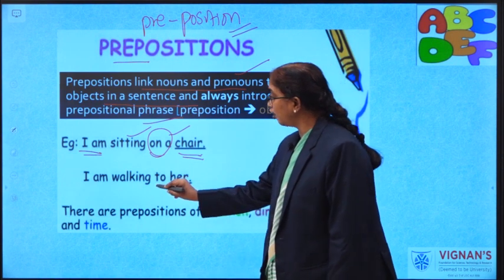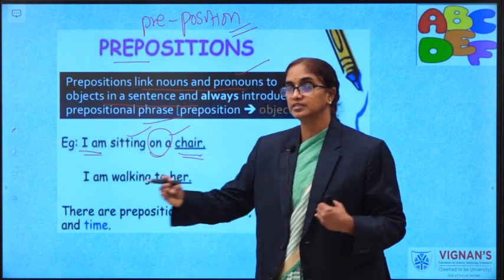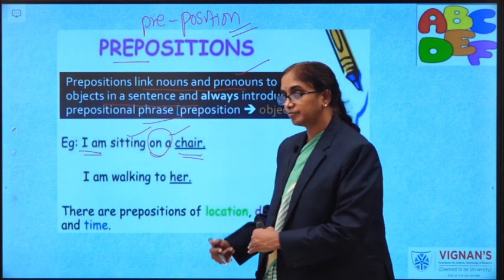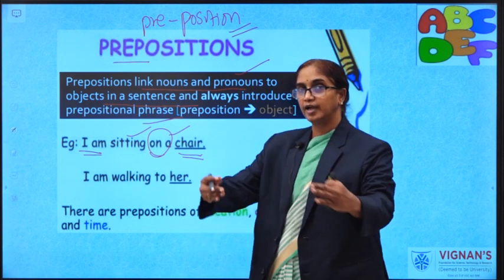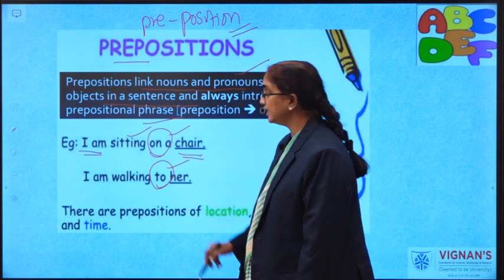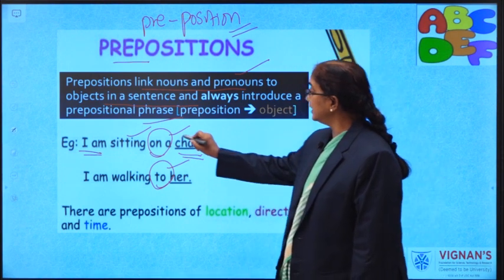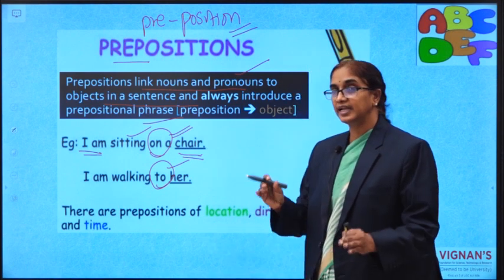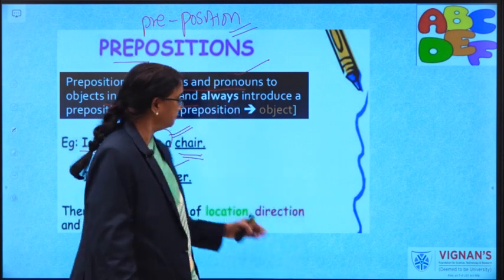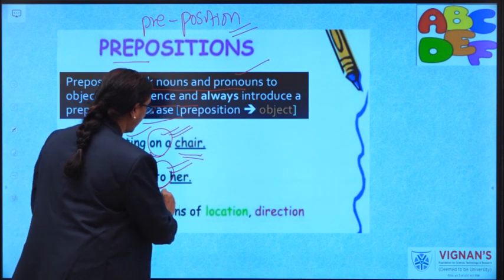I am walking. I am walking to her. So, this is a preposition of movement. So, I am walking to her means I am starting from point A and going to point B where she is seated. So, I am walking to her. This indicates the movement or direction. Here, it indicates the location. It indicates the position.